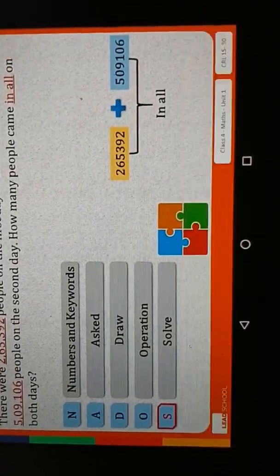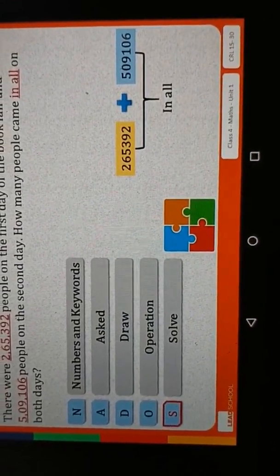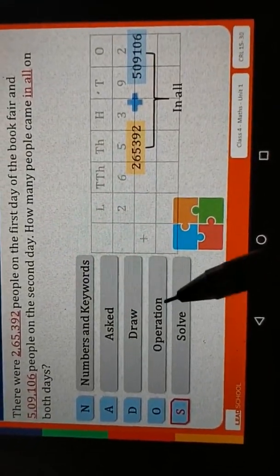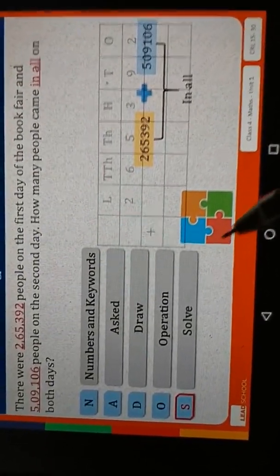Lastly, we have S, which stands for solving the problem based on the operation. Okay. S, that means solve. Solve the word problem using the operation. Operation में जो है उसके अकॉर्डिंग ही हमें उसको सॉल्व करना है. ठीक है.